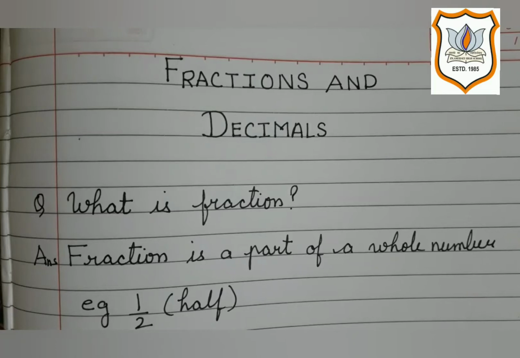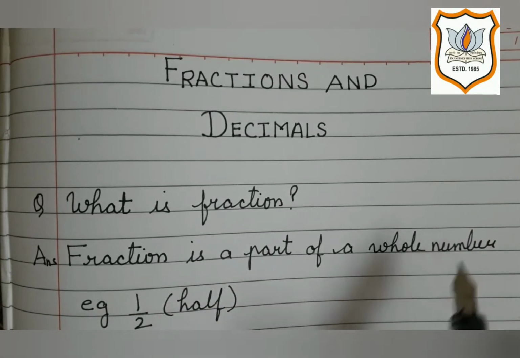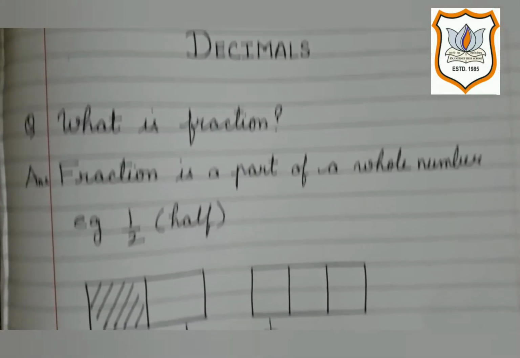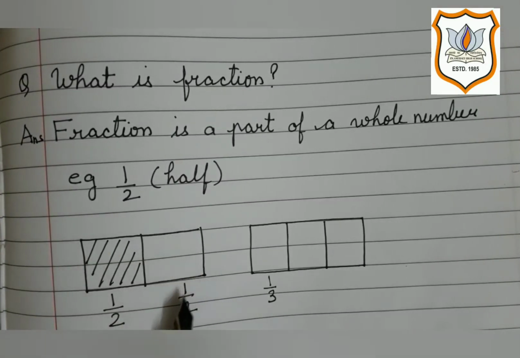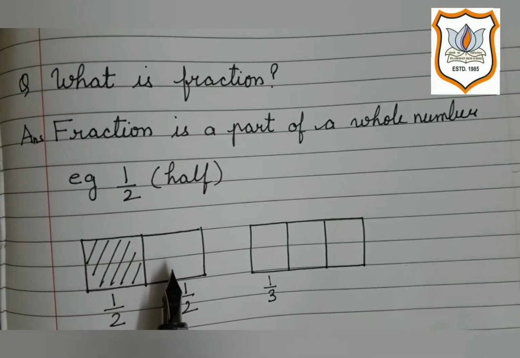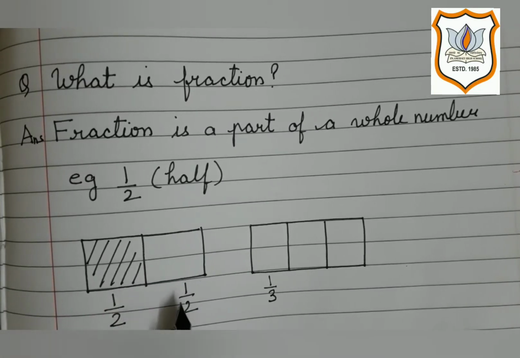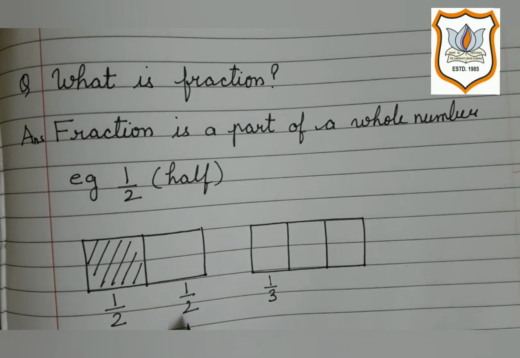Now the first question that comes in your mind is, what is fraction? The answer to this question is, fraction is a part of a whole number. Example, 1 upon 2, that is half. That means, if I divide this rectangle into two equal parts, this part is 1 upon 2 and the other part is also 1 upon 2.